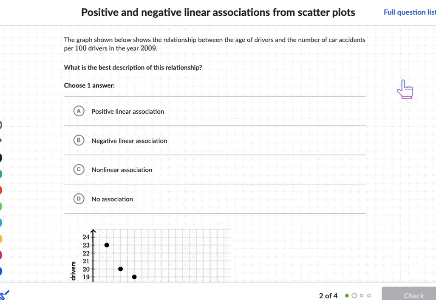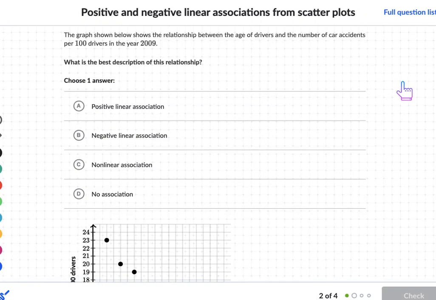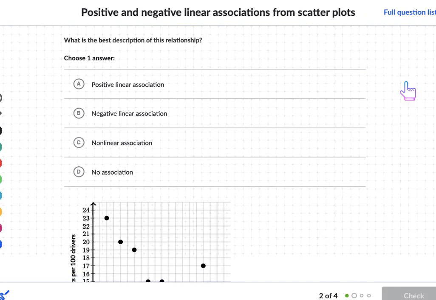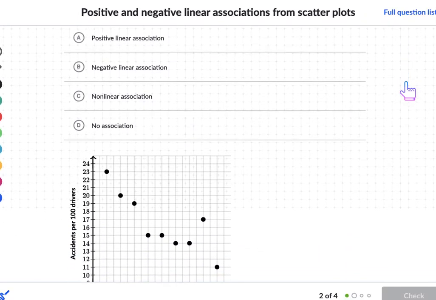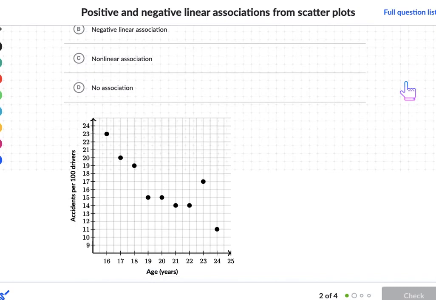This graph shows the relationship between the age of drivers and the number of car accidents per 100 drivers in the year 2009. What is the best description? Positive linear, negative linear, non-linear, or no association? Pause the video and try it. Alright, so again, I'm going to make my sort of funnel. I can't really draw over here, but you kind of get that it follows the same trend.